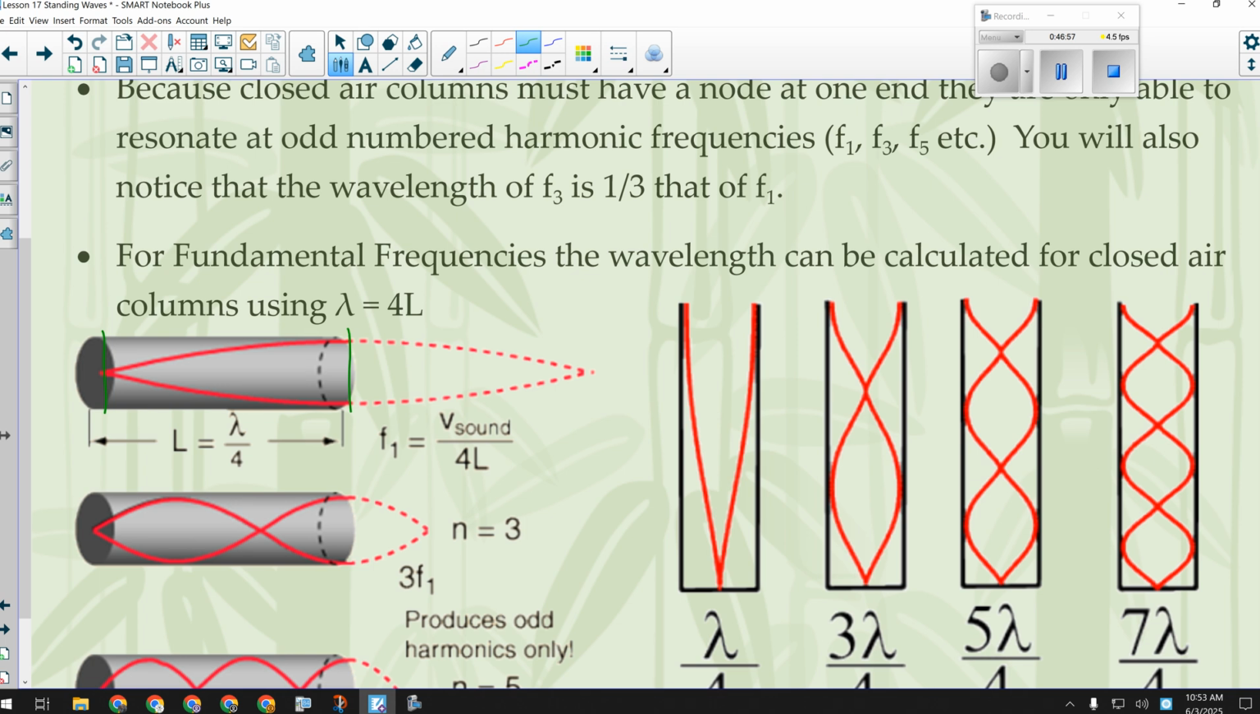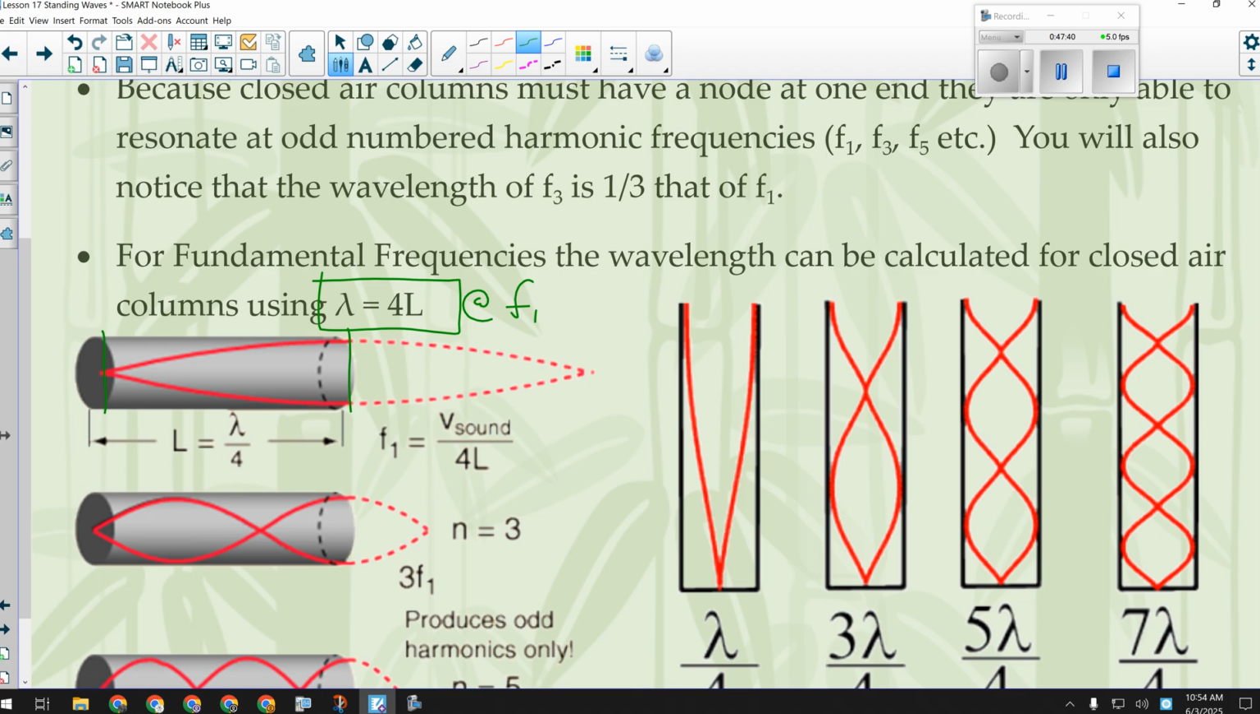So there's a special formula that we use for closed air columns, and it is that lambda equals 4 times the length of the tube at F1. We know that because for any closed air column, the first resonant point is at 1/4 of a wavelength. So the tube is 1/4 of a wavelength long. If I multiply the length of the tube by 4, I've got the wavelength, which is exactly what I did just a minute ago.